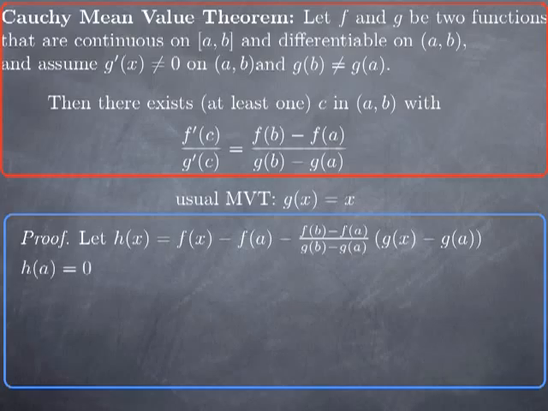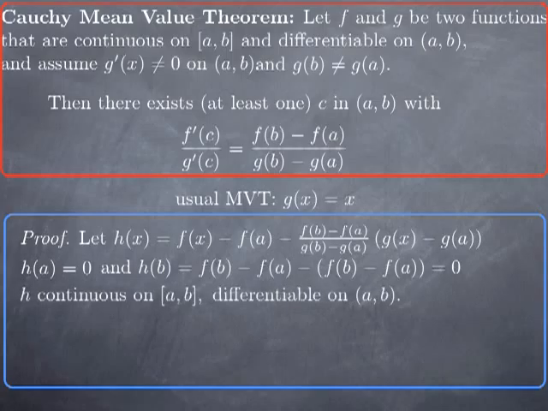If you plug a in this function, you get f of a minus f of a at the beginning, and then g of a minus g of a multiplied by something else, so we get 0. Similarly, when we plug x equal b, we get f of b minus f of a, and then minus f of b minus f of a multiplied by g of b minus g of a divided by itself. So we end up with f of b minus f of a minus itself, so again 0.